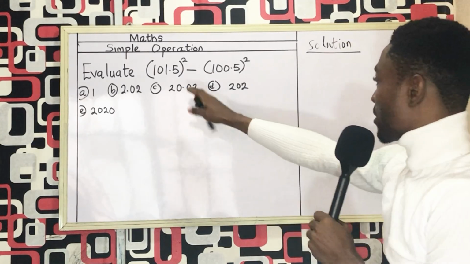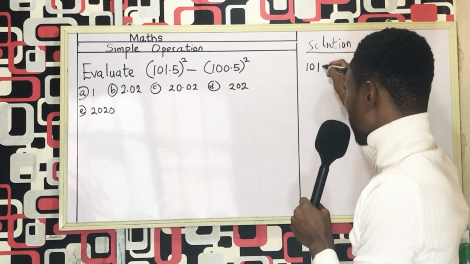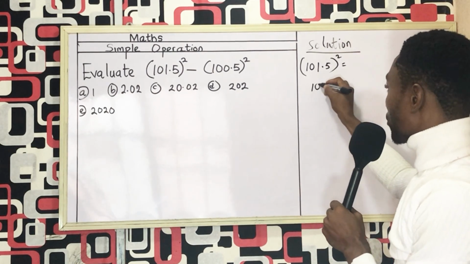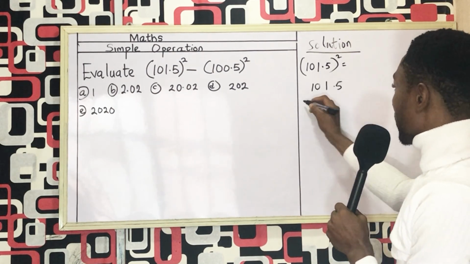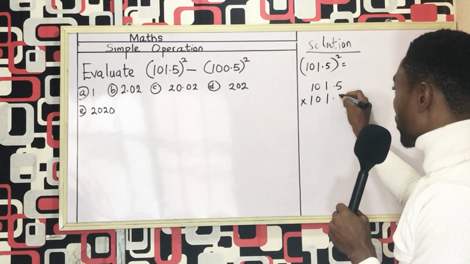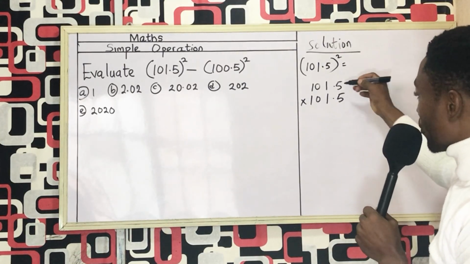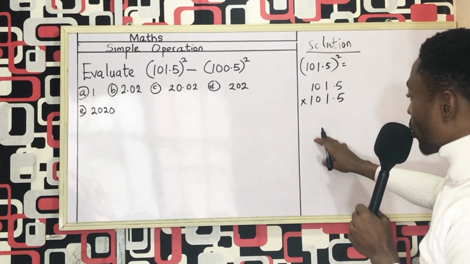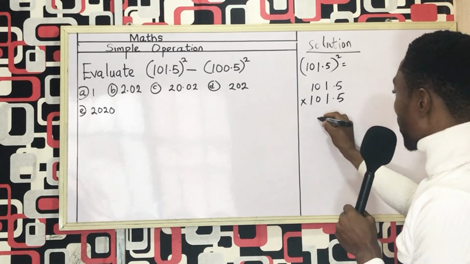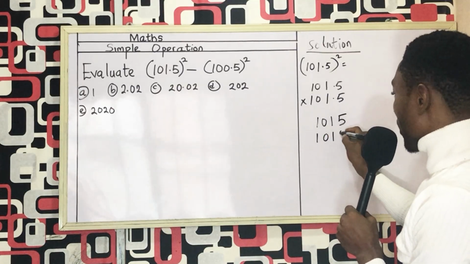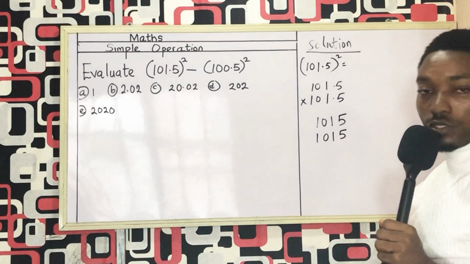So let's take 101.5 squared. What does it mean? It means 101.5 times 101.5. What I'm going to show you now is we're going to remove this point so we can have an operation where we have 1015 times 1015. But where did the point go?